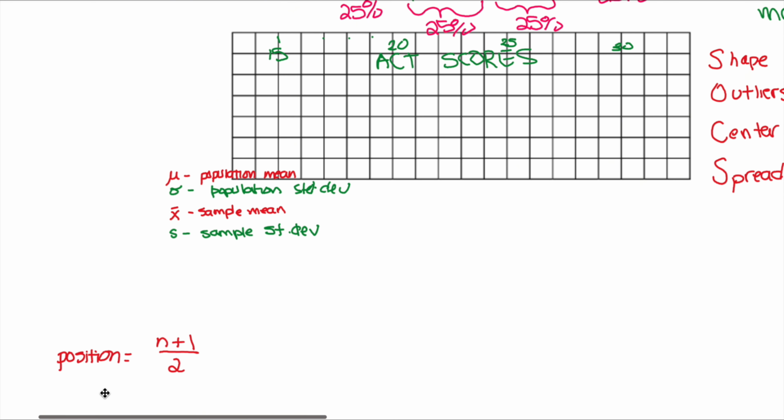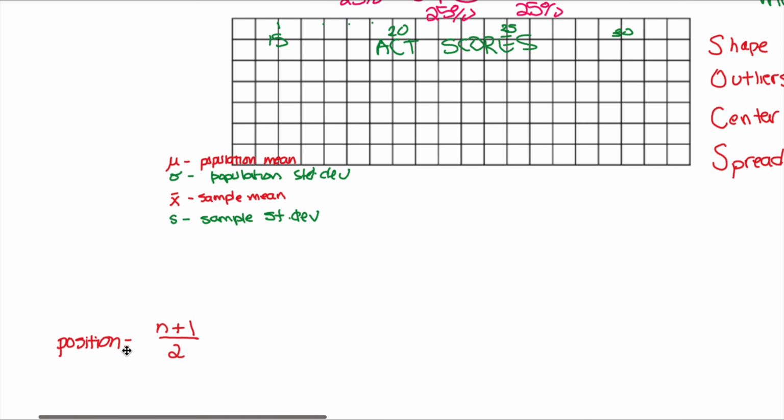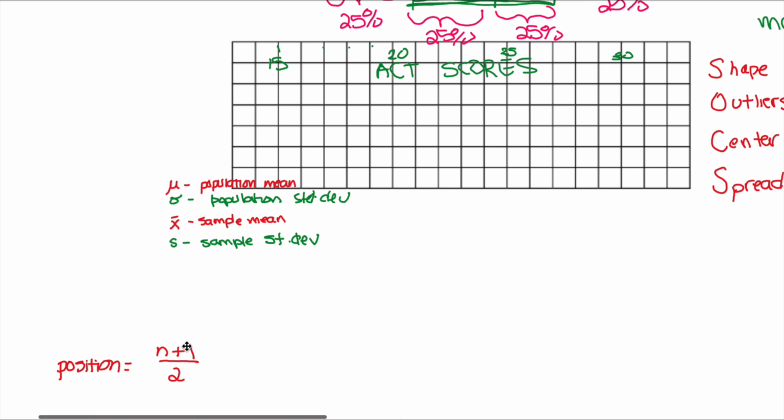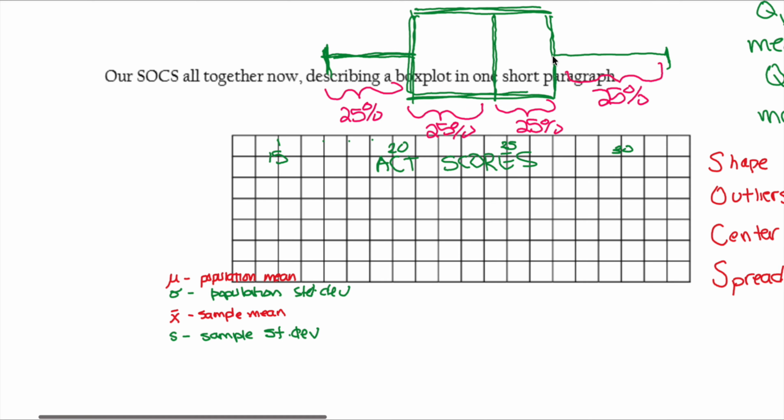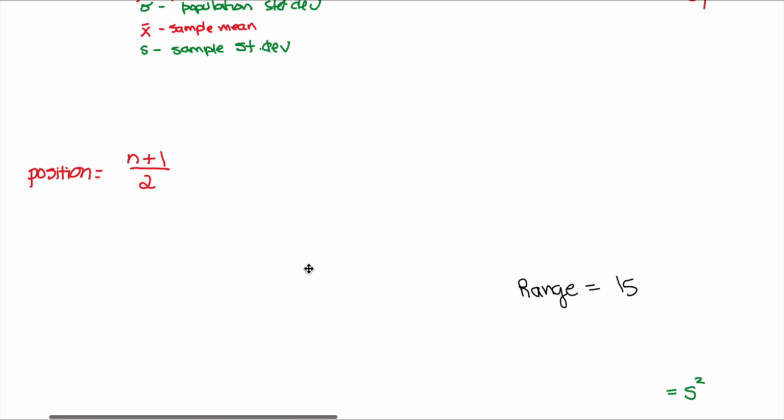Oh, and then how do we find the median? I forgot about this piece. Usually we use this formula: n plus 1 divided by 2. This tells us the position of the median. Remember, this is not the real value of the median. This is the position, where that median value is located. And this n just means the number of data points we collected.